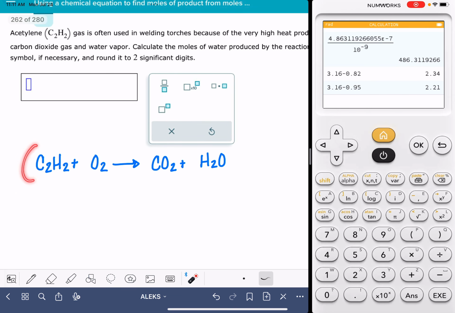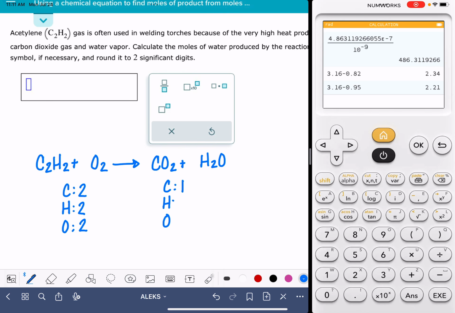So once we get this equation written out, our next job is to go through the process of balancing it. In order for us to solve this problem, we're actually going to need to have this equation balanced. So what I'm doing is writing out the elements that are in this equation. I have carbon, hydrogen, and oxygen. And I'm going to start by counting up how many of each I have initially. On the left-hand side, I have 2 carbon, 2 hydrogen, and 2 oxygen. On the right-hand side, I have only 1 carbon, I have 2 hydrogen right here, and then I have 1, 2, 3 oxygen.